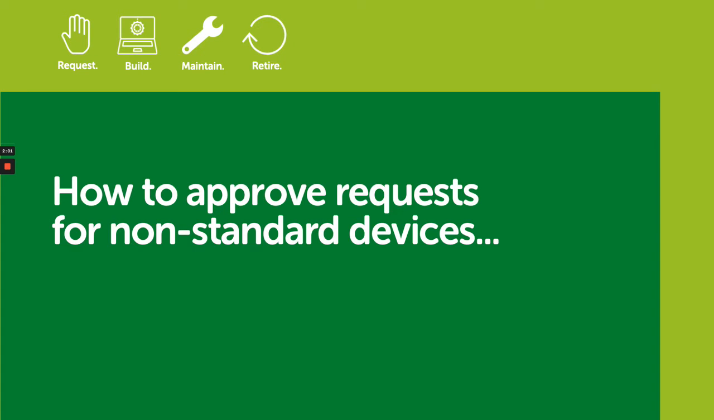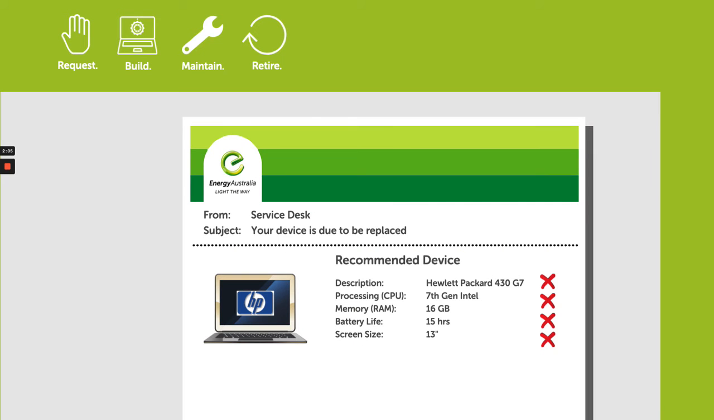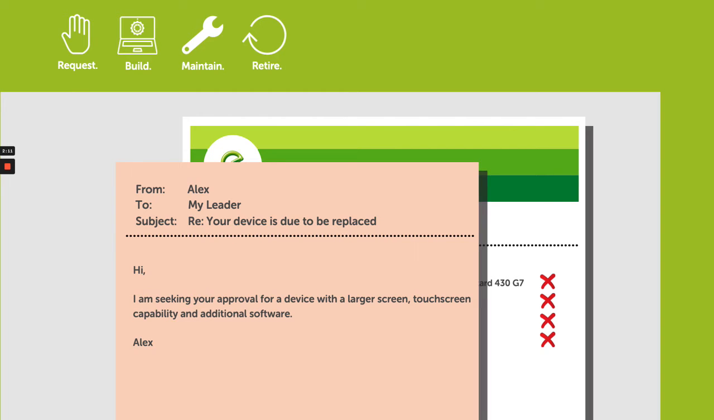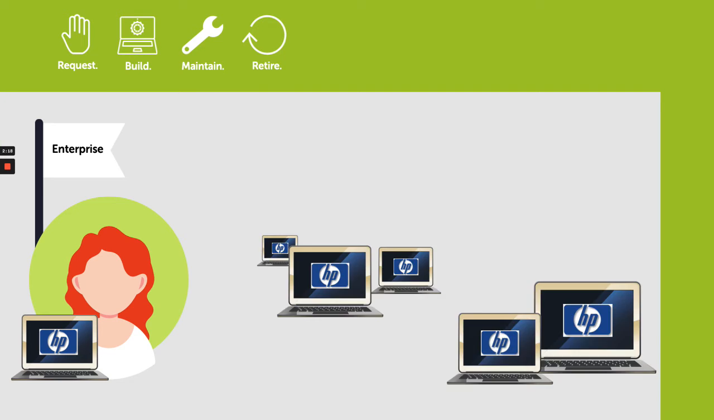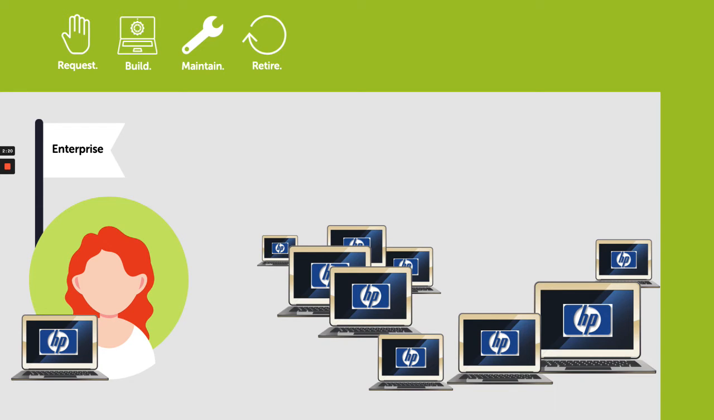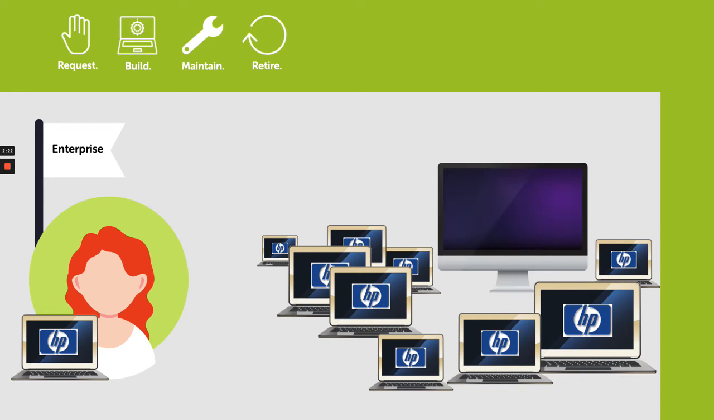So, what are the steps to follow to approve requests for non-standard devices? There are two steps to this process. If someone you manage does not agree with the recommended device that's been selected for their replacement, you'll need to review a request for a non-standard device. A non-standard device is simply one that is different to the recommended device that has been carefully selected for your team based on the work they perform and the needs of your business unit.